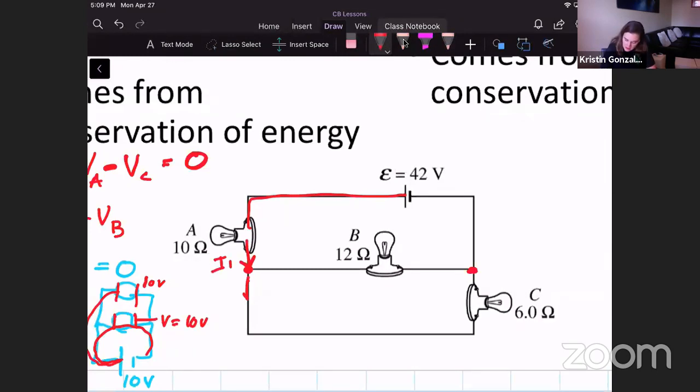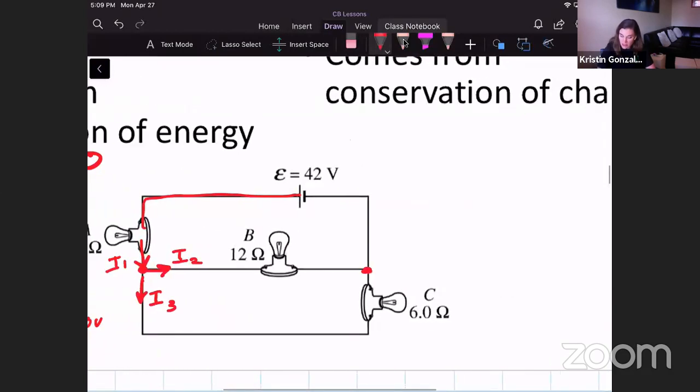But I have 2 currents coming out of that junction. I've got the current here and the current here. Let's call the current going into light bulb 2 I2, and let's call this one I3. Well, the ins have to equal the outs. So if I'm writing an equation for my junction rule, I would say I1 going in, right, ins equal outs. Well, how many go in? Just 1. How many go out? 2. I2 plus I3 go out.